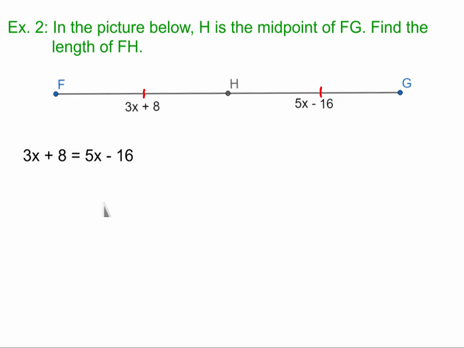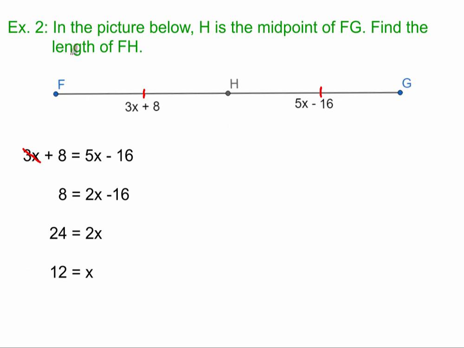So I can set up an equation. I know that 3x plus 8 equals 5x minus 16. So once again, I've got a linear equation to solve. To do that, I am going to subtract 3x on both sides. And if I subtract 3x here and subtract 3x here, 5x minus 3x is 2x. Then I'm going to add 16 on both sides. 8 plus 16 is 24. Then I divide by 2. 24 divided by 2 is 12. So I know x equals 12.